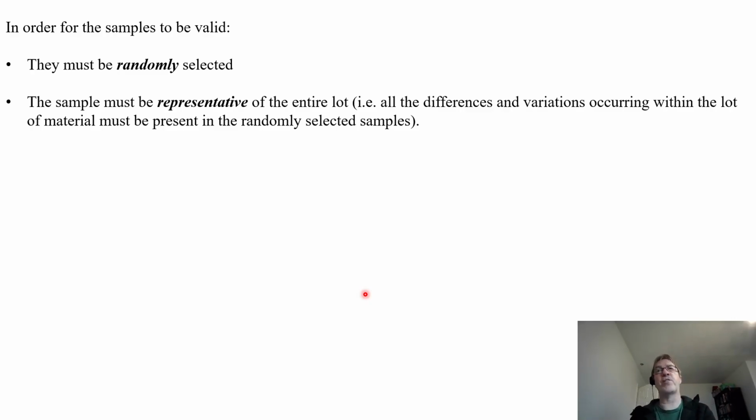In order for the samples to be valid, they must be randomly selected. The sample must be representative of the entire lot, i.e. the differences and the variations occurring within the lot of the material must be present within the randomly selected samples. So you're not going out picking just the best ones, you want to pick a random selection and then just double check that that random selection is a good representation of the full stack.